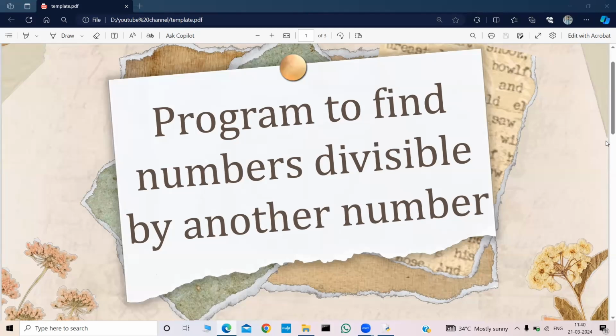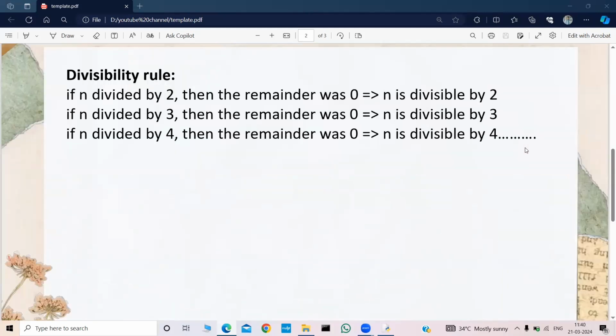In today's video, we are going to write a Python program to find whether a number is divisible by another number or not. What is the divisibility rule? Whenever we divide a number by some other number, if the remainder is 0, then we can say that the number is divisible by that other number, right?